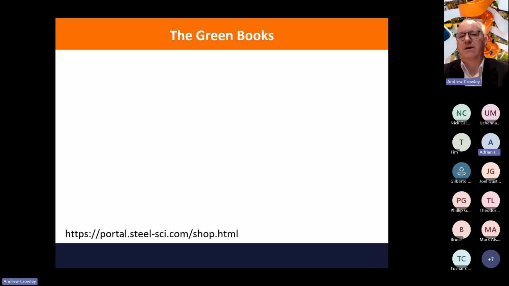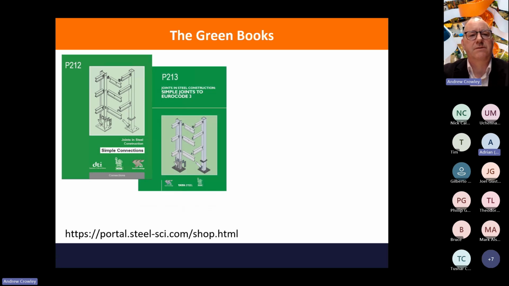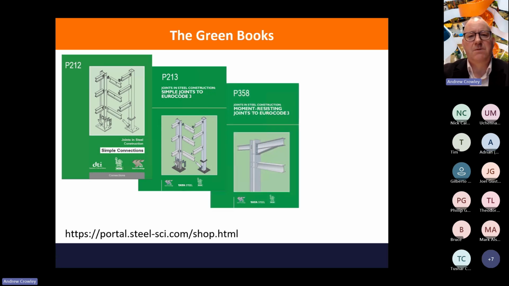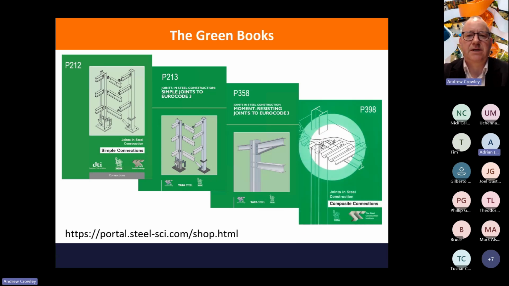And a little bit more background from my old employer. The Steel Construction Institute in the UK produced a number of green books, as they called them. And so we start with P212 and 213 for simple joints in steel construction to the British Code and then to Eurocode 3. And then you looked at moment resisting joints to Eurocode 3, as well as composite connections. And those are all available from the SCI shop online.